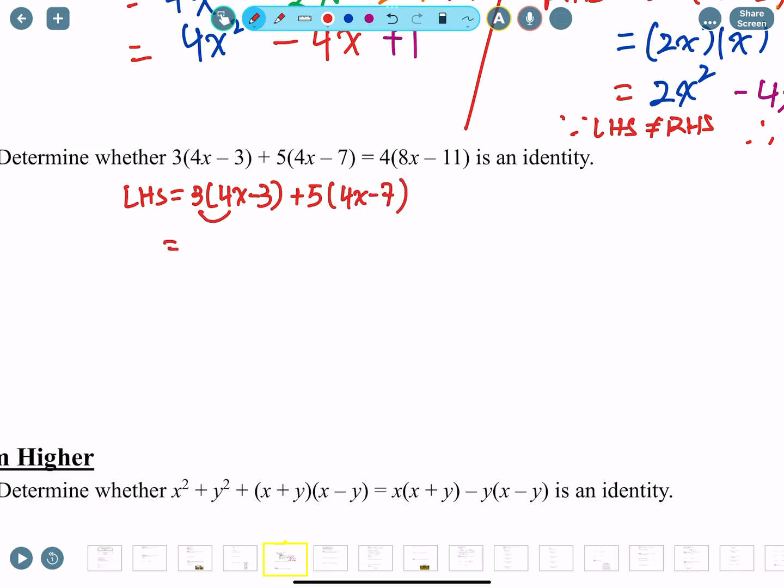Rainbow method, 3 times 4 is 12x. And then 3 times negative 3, use your calculator, is negative 9. Then over here, 5 times 4, 20x. Then we have 5 times negative 7, negative 35 with your calculator.